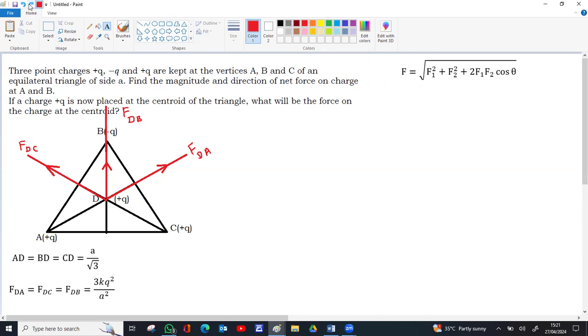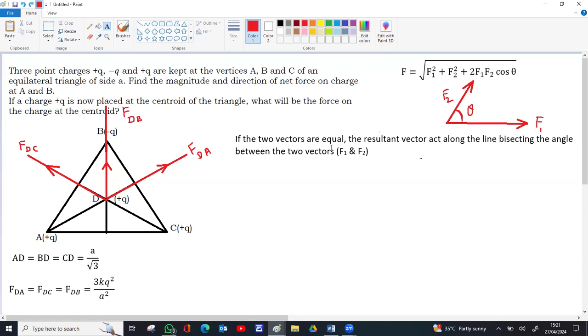Now, in this case, two vectors are equal. In any case, if two vectors are equal, these are the vectors F1 and F2, and theta is the angle between the two vectors. If F1 and F2 are equal, the resultant will always be along the bisector of the angle between F1 and F2. So if the two vectors are equal, the resultant vector acts along the line bisecting the angle between F1 and F2. In this particular case, it will be along this particular line.